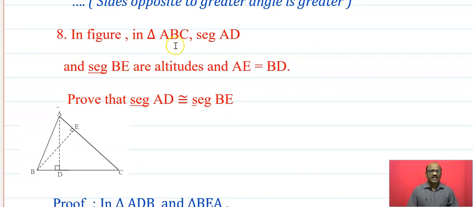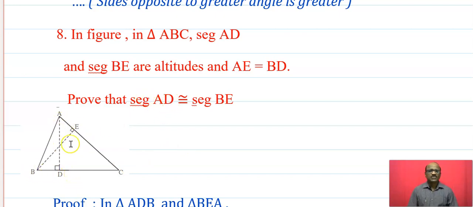In the figure, in triangle ABC, segments AD and BE are the altitudes and AE is equal to BD. Then prove that AD is congruent to BE. Now see this figure. In triangle ABC, AD is perpendicular to BC, BE is perpendicular to AC, and AE and BD are equal in length. We want to prove that AD is congruent to BE.